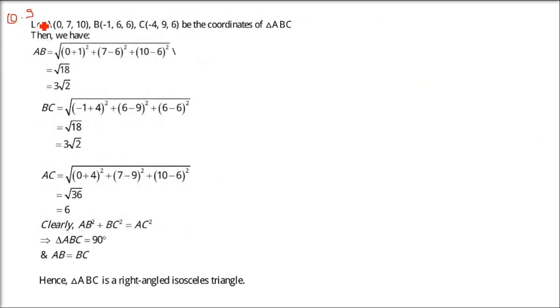This is question number 9. Show that these 3 points given are the vertices of an isosceles right angle triangle. So isosceles means 2 sides are equal. Right angle triangle means we can use the Pythagoras theorem. One angle is 90 degrees. So we will take again the distance formula here. So we have 3 points: this is A, this is B, and this is C. So AB and BC we will take, and they will be equal. And then we'll show AB square plus BC square equals AC square. That will prove that to be 90 degree also.